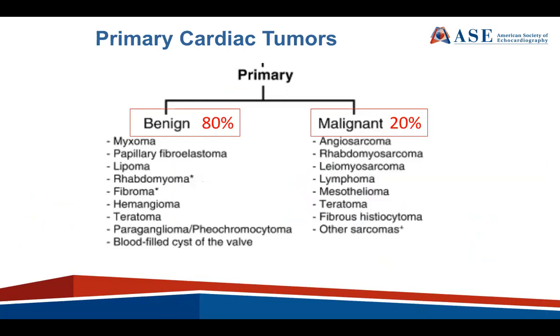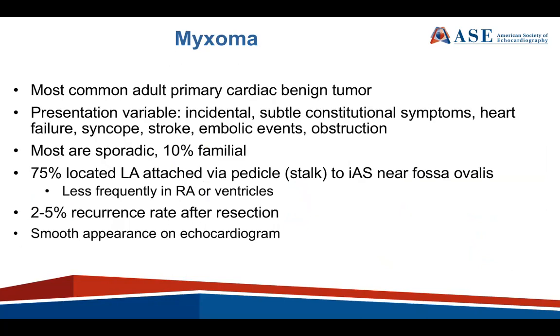So now we'll talk about primary cardiac tumors. This is the breakdown of primary cardiac tumors. Most of them are benign, 80%, and 20% are malignant. These lists are important to know very well. The most common benign primary cardiac tumors are myxomas, papillary fibroelastomas, lipomas, rhabdomyomas, and fibromas. From the malignant side, you can see a lot of sarcoma here, lymphoma, mesothelioma, teratoma, and a few other things that are more rare. We'll start with myxoma first.